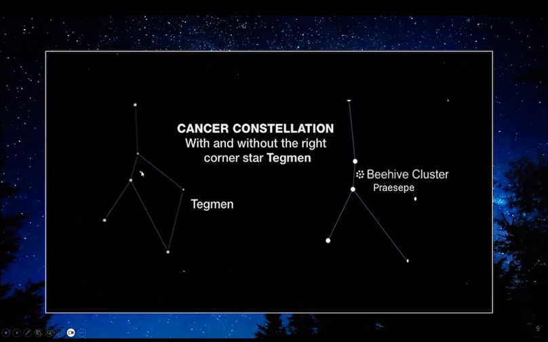And notice right here, now this is the beehive cluster. It's a cluster of stars, an open cluster. And if you use this as the courtyard of the tabernacle that Moses was told to build, the tabernacle would begin right here, the holy place, and then in the most holy place would be the Ark of the Covenant. This is perfectly positioned if you compare this with the courtyard.